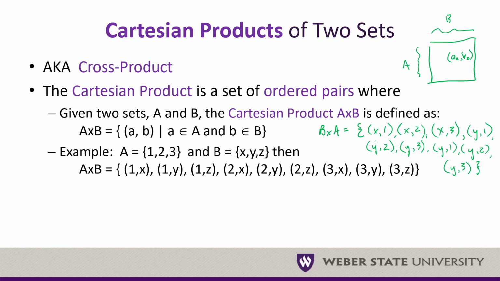How many elements am I going to have in the cross product, or the Cartesian product? One set has 3 elements, the other one has 3. You can count them here. There's 9. What if I had one that had 5 elements and the other one had 10? 50. Or if I had 2 and 300? 600. So the number of elements in that Cartesian product is going to be the size of one set times the size of the second set.